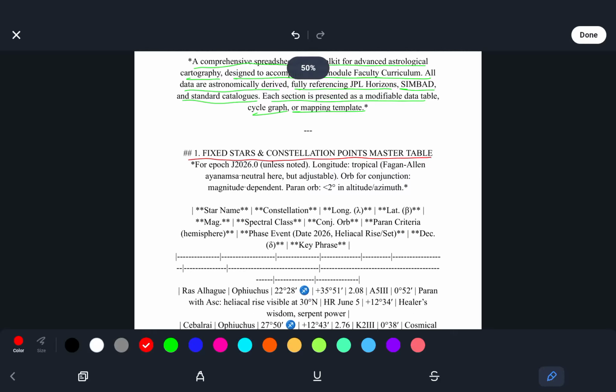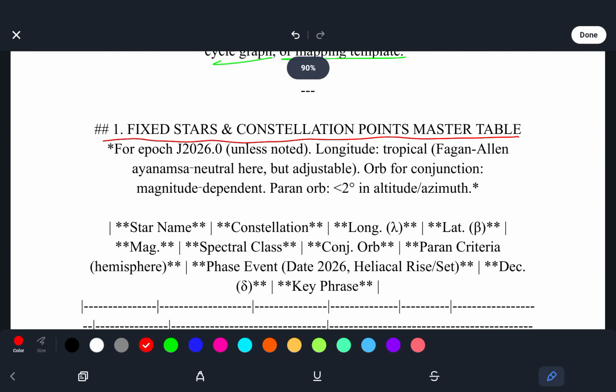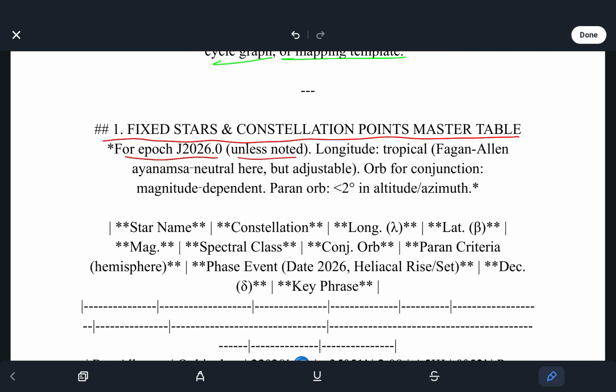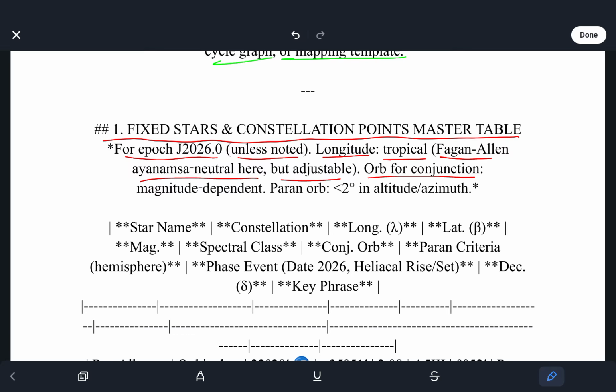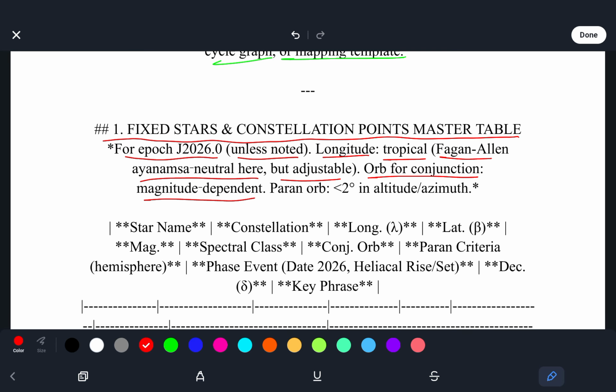So we're going to begin with the fixed stars and constellation points. This is a master table for epoch J2026.0, unless noted, longitude is tropical. Fagan-Allen ayanamsa is neutral here, but it is adjustable. Orb for conjunction is magnitude dependent, and paran orb is less than 2 degrees in altitude azimuth.